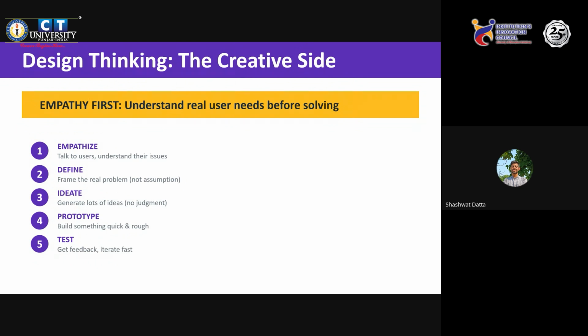Design thinking flips it. In design thinking, we understand people first and then we build it. There are five stages to this.